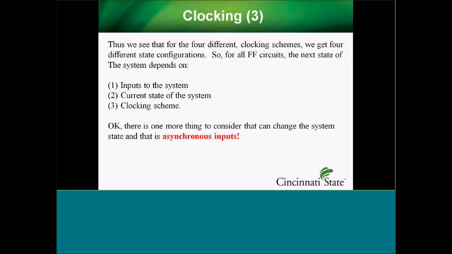Okay, so for flip-flop circuits, we basically say that the next state of the system depends on the inputs to the system and the current state of the system. Initially, we just talked about sequential logic, how that feeds back into it. Then we just now brought in the clocking scheme. That's also very important. The last thing to bring in is one more thing, and that is the asynchronous. Now that we know that whatever goes next depends on the state of the inputs and the clocking, we may now have inputs that just bypass the entire system and just disrupt everything. And those are the asynchronous ones.